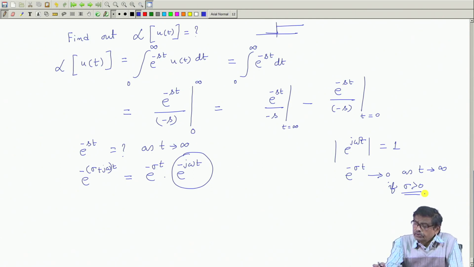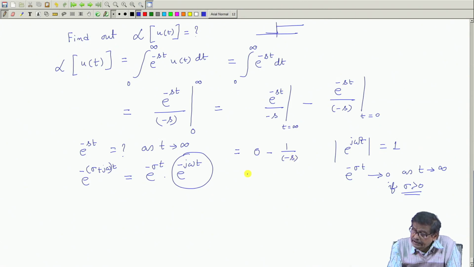Got the point. So, this is the thing. At t equal to 0, of course, the second term is very simple. Put t equal to 0, e to the power 0 will become 1. So, the first term will be equal to 0, and minus minus s, that is equal to 1 over s.